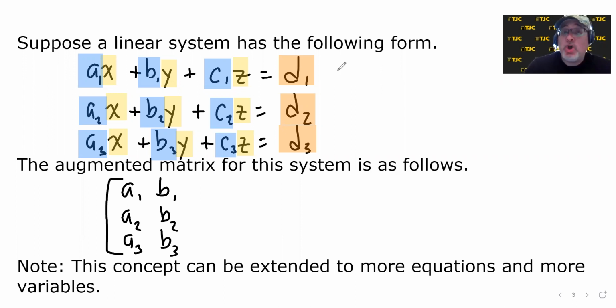The third column would be the coefficients of the z, or whatever your third variable is, so C1, C2, and C3. And the reason this is called an augmented matrix is that we need to separate the coefficients on the left side of the equations from the constants on the right side. And so we're going to draw a vertical bar.